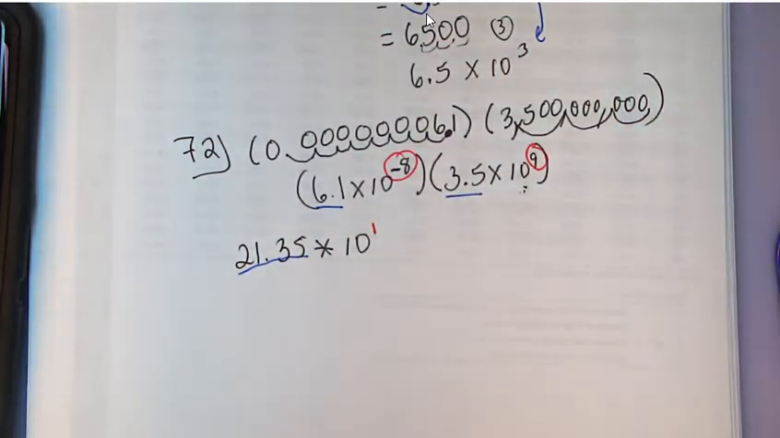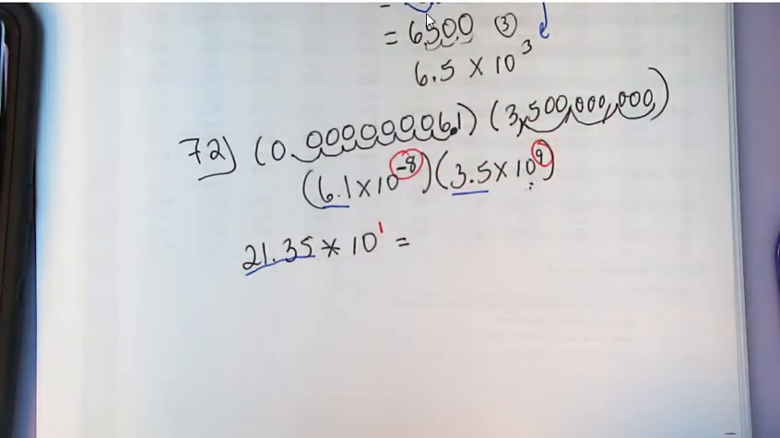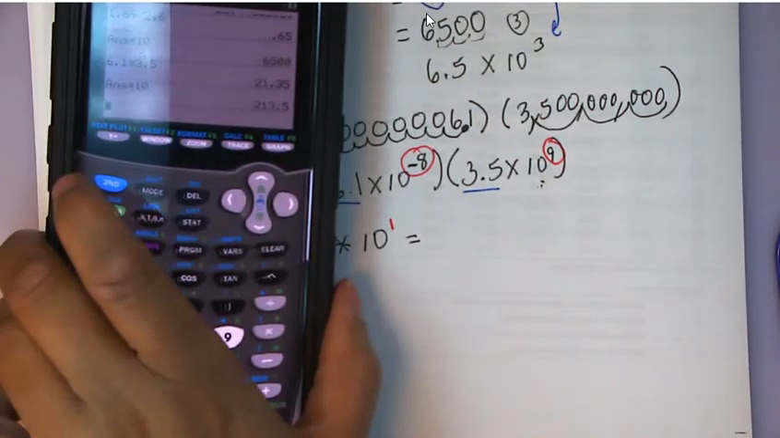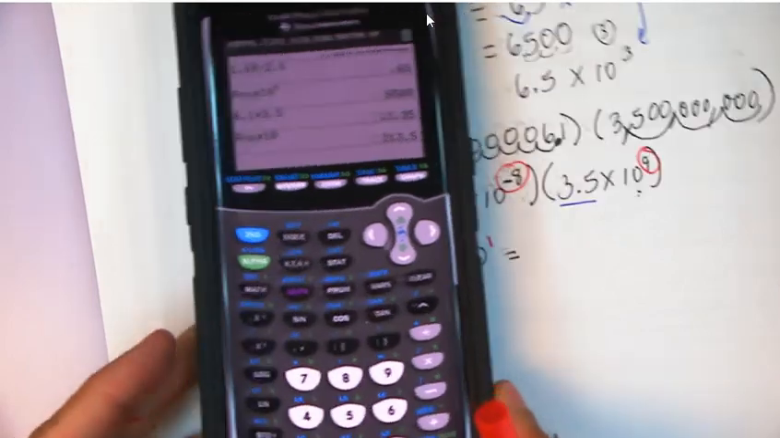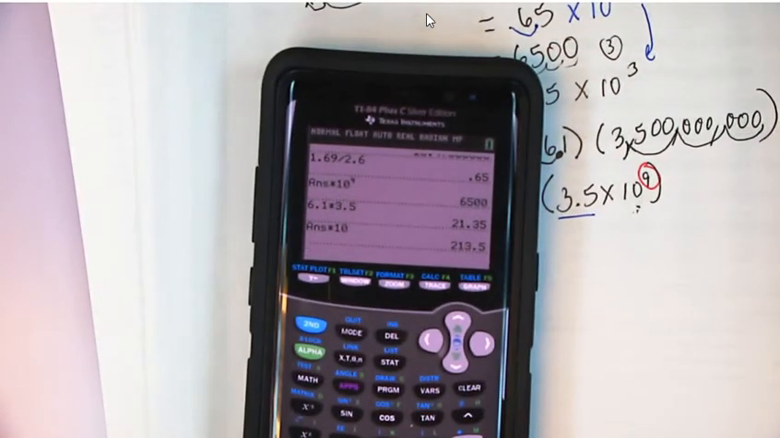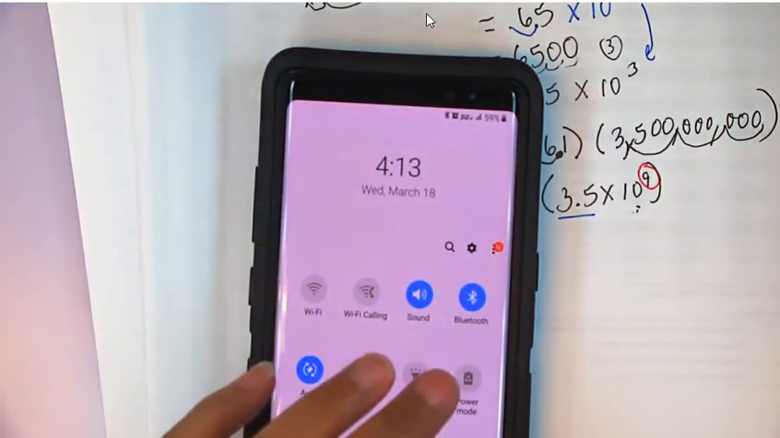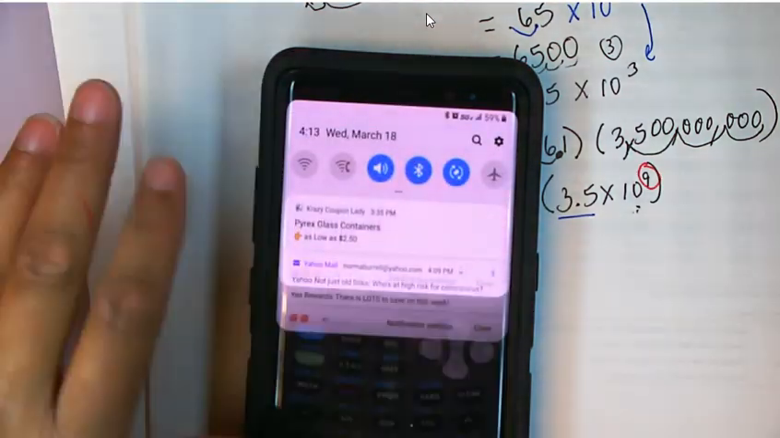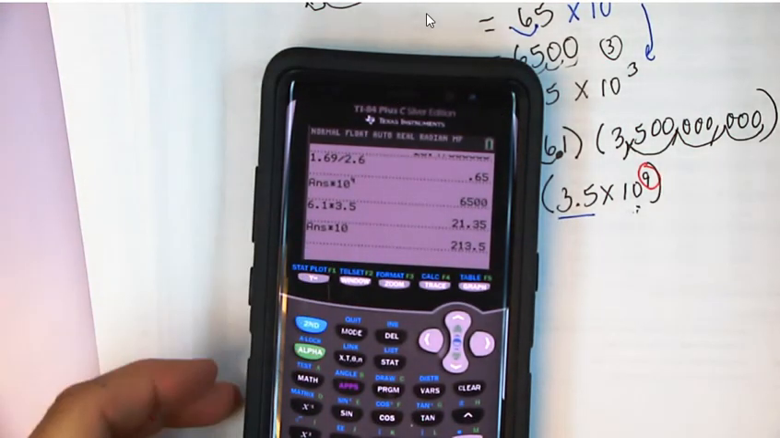But I want to change this to standard notation, and that's just multiply it out. Type it in my handy dandy calculator. Miss B, what do you type? I type this times, see if we can get this a little brighter. Well, as bright as it's going to go. Alright, so times 10, because I'm multiplying it by 10 to the 1. So that becomes 213.5.